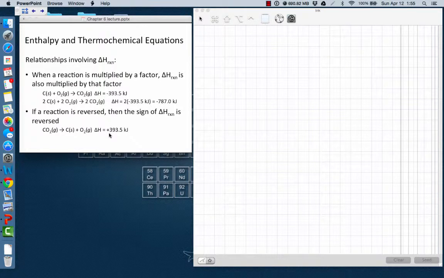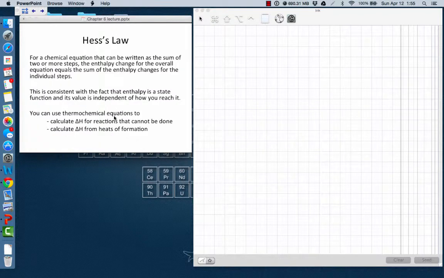Okay, so using these two rules, we can do some pretty interesting and useful things. There is a law called Hess's Law that says if you have to write a chemical equation as the sum of 2 or more steps, you can just add up the enthalpy changes for all the individual steps. And that's because it's a state function. It doesn't matter how you get there.